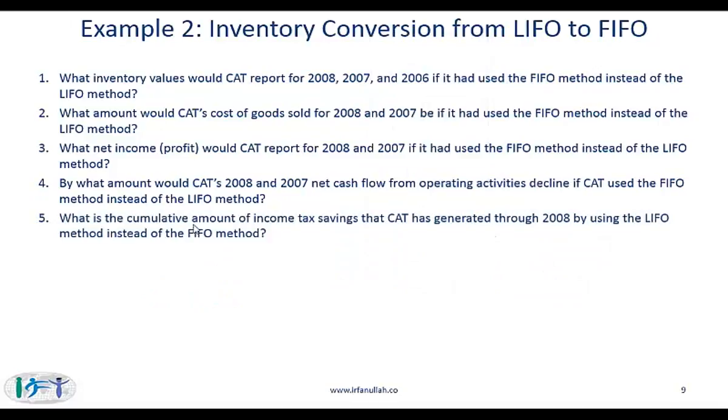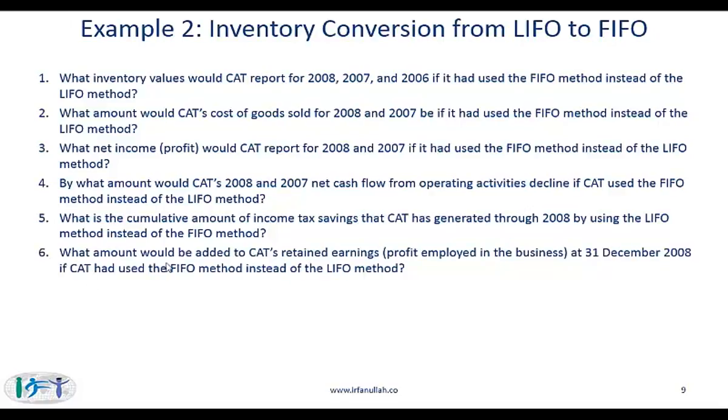Next point. What is the cumulative amount of tax savings that Caterpillar has generated through 2008? When we talk about the cumulative amount of tax savings, then all we need to do is take the LIFO reserve, the total accumulated LIFO reserve, and multiply that by the tax rate. That is the overall savings achieved so far.